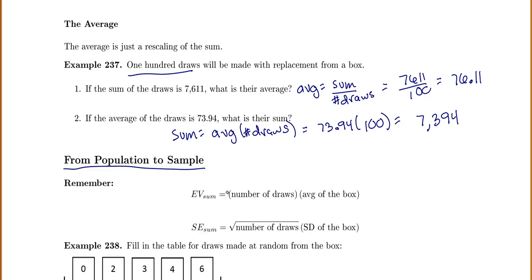So remember, a couple formulas. The expected value of a sum is the number of draws times the average of the box, and the standard error of the sum is the square root of the number of draws times the standard deviation of the box.